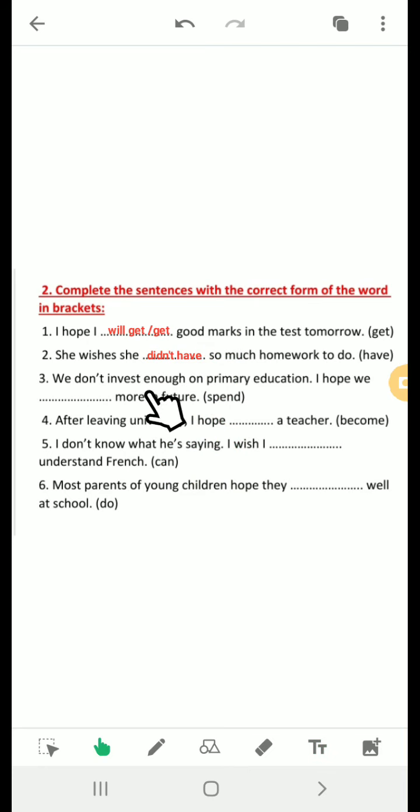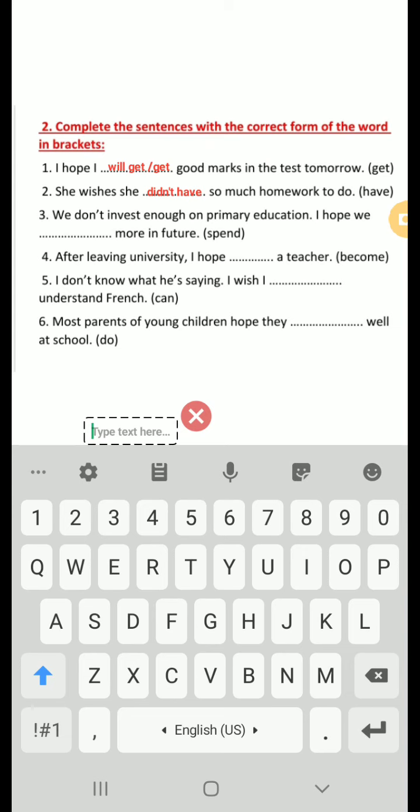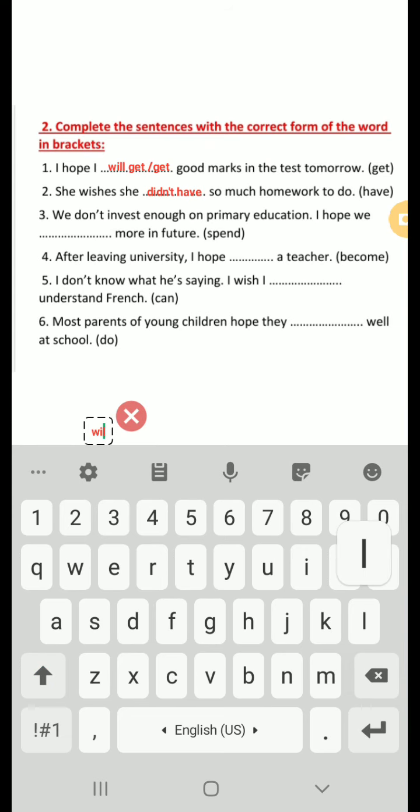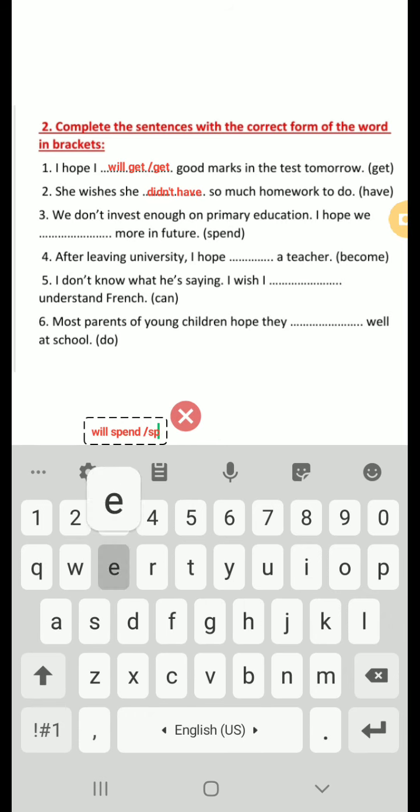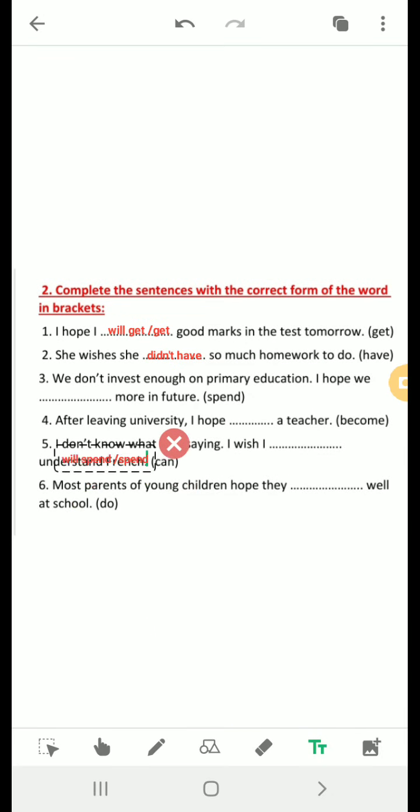Number 3, we don't invest enough on primary school education. I hope we spend or will spend, present simple or future simple. After leaving university, I hope, there is no subject here, so we use to plus infinitive, so the answer is to become.